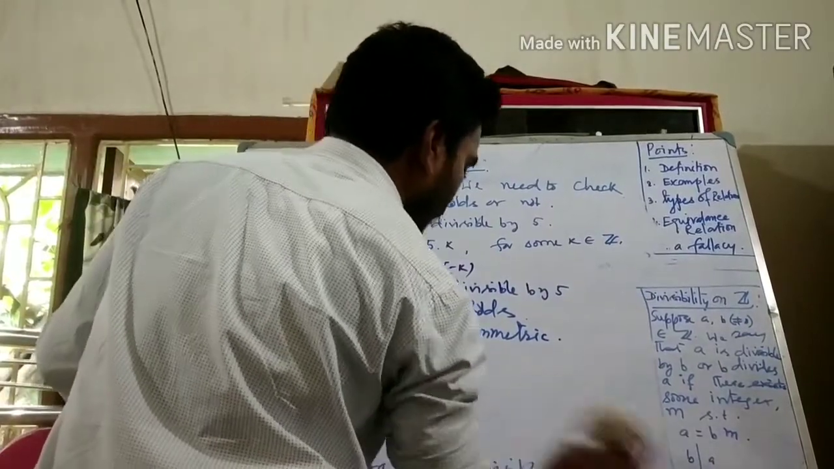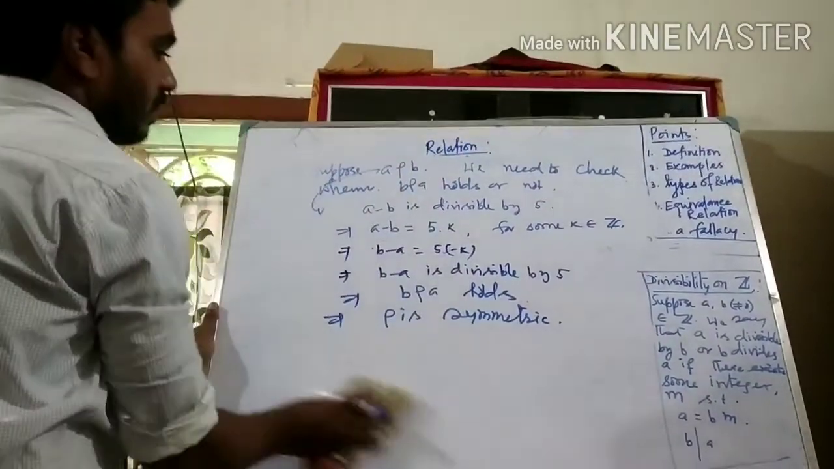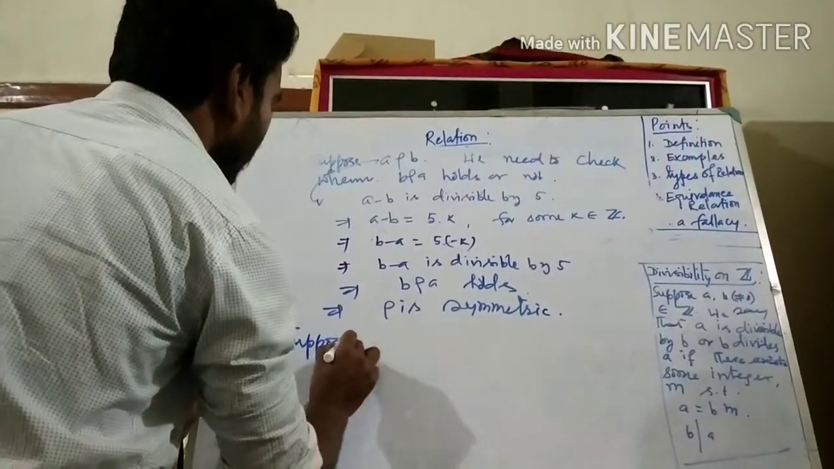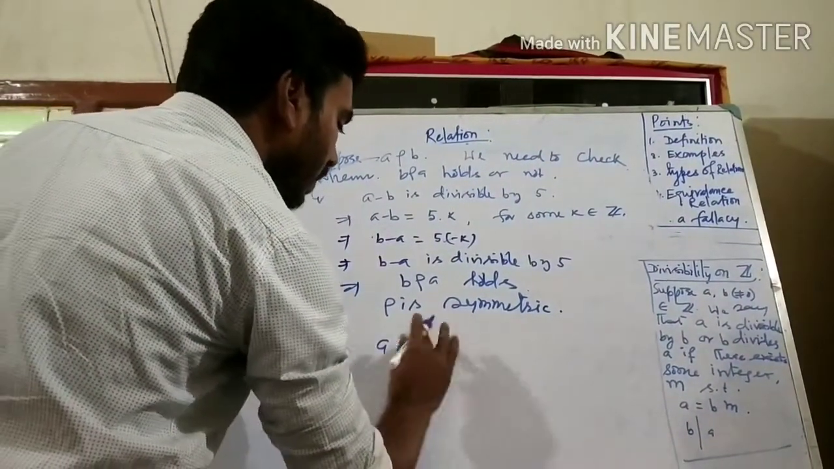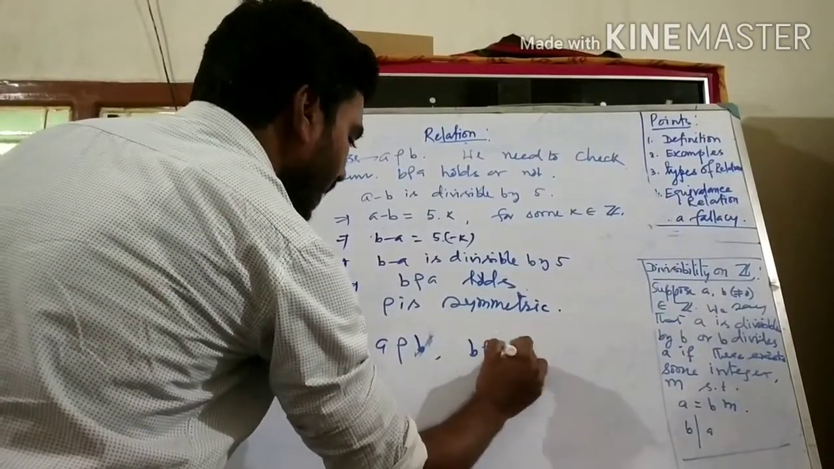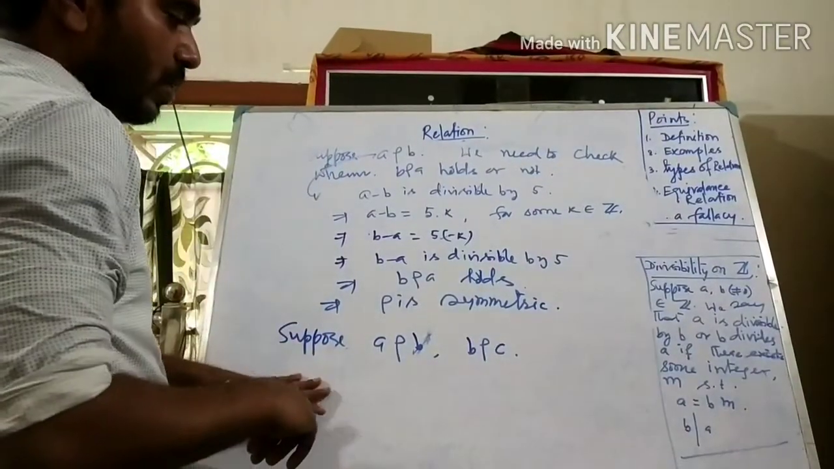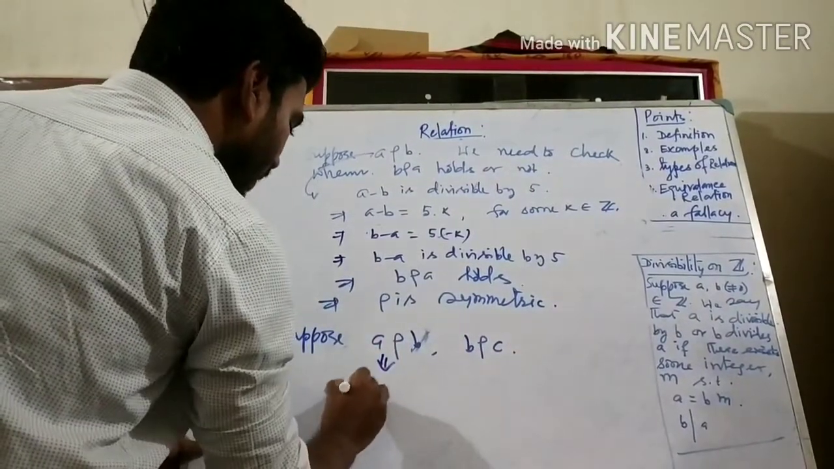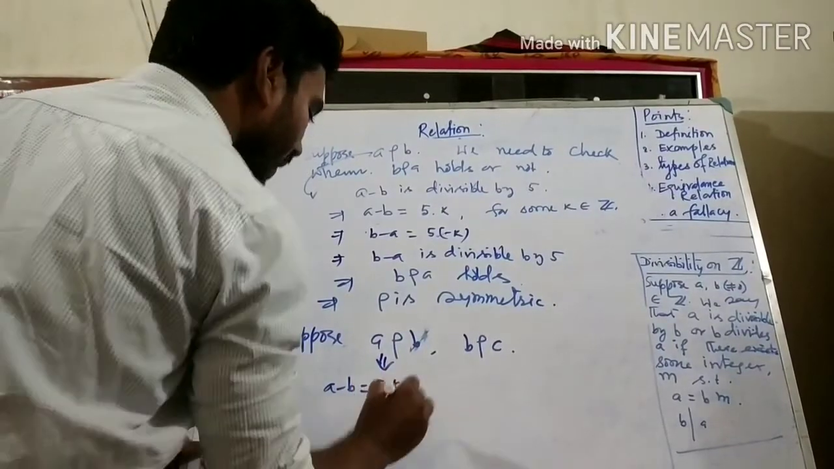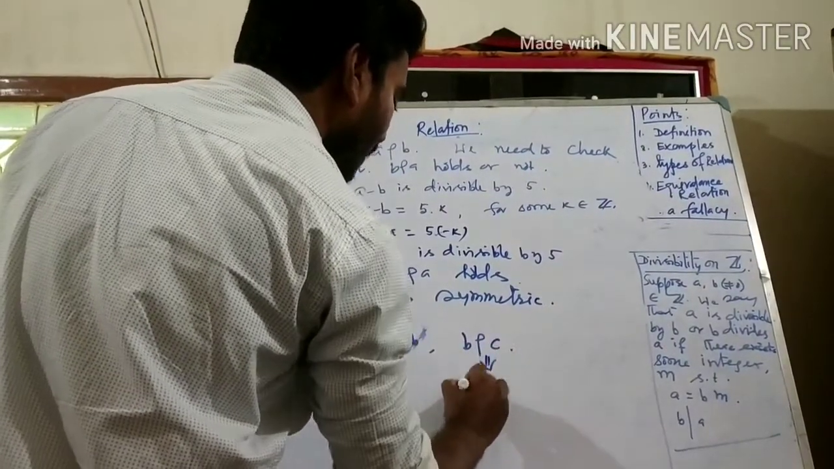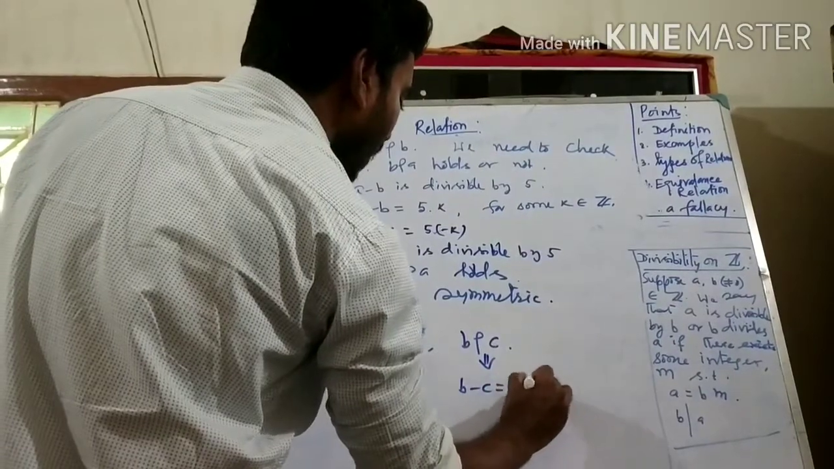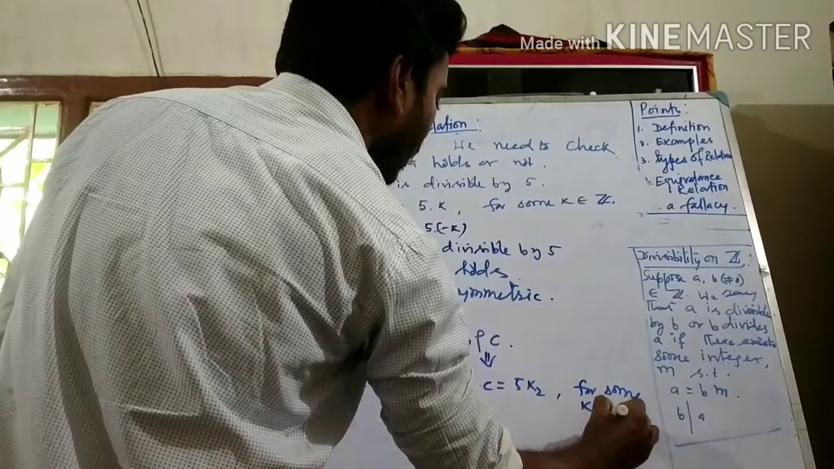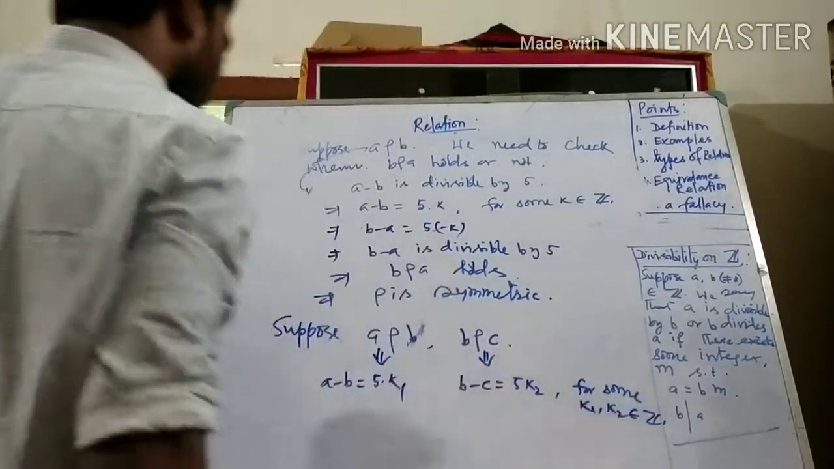Okay. Now, suppose for transitiveness, there is a relation between A and B, and there is a relation between B and C. For transitiveness, we have to show that there is a relation between A and C. So from this, we get A minus B is equal to 5 into K1. From this, we get B minus C equal to 5 K2, for some K1, K2 belongs to Z.